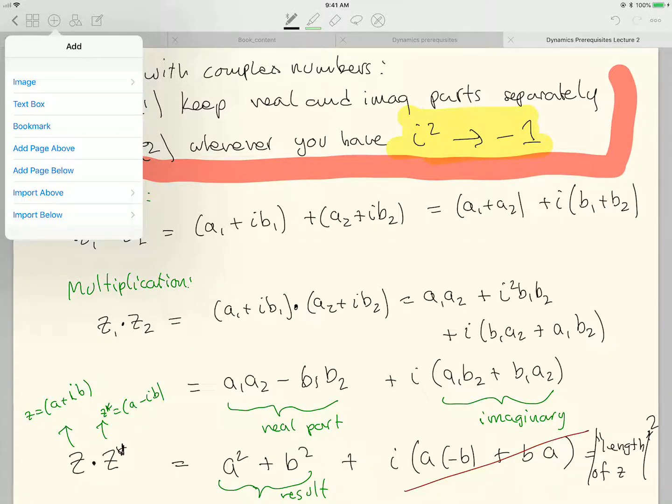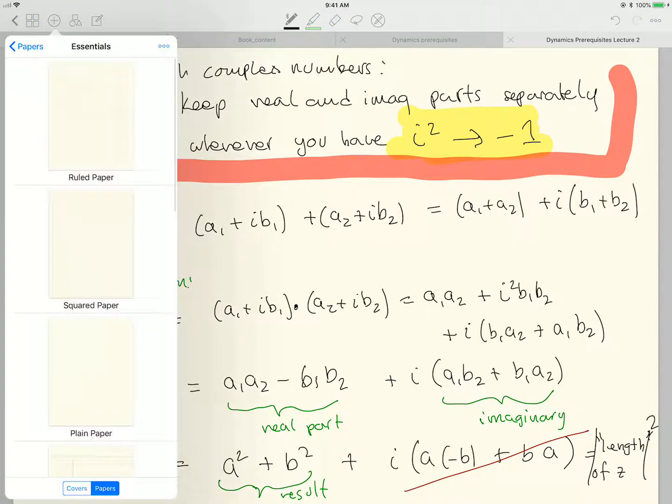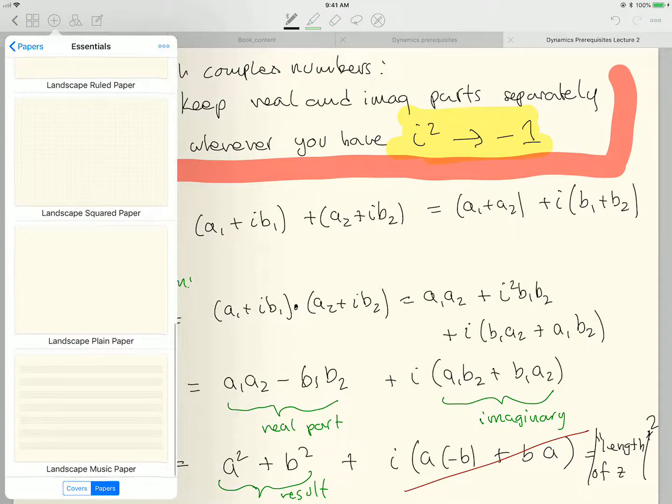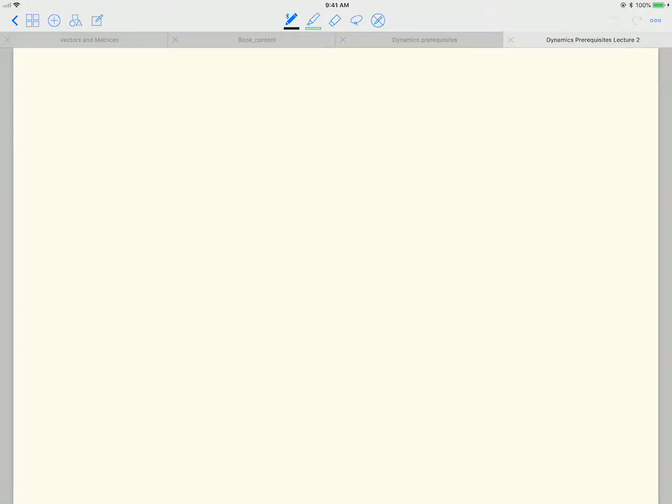So what are more things that we can do with complex numbers? Well, mostly, as I said at the beginning, we're thinking of them in terms of rotations. That's where they're going to come up most. So why are they like a rotation?